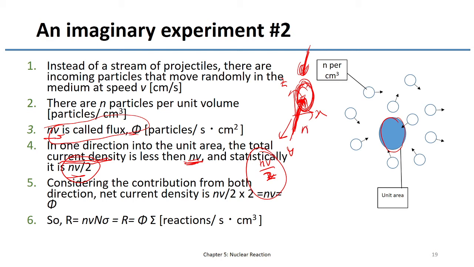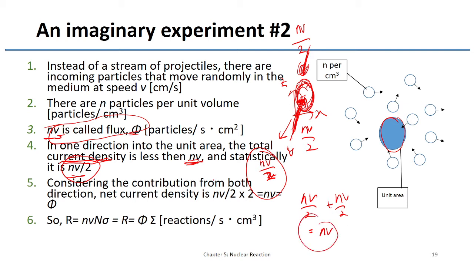This one is nv over 2, from the front, and from the back is also the same, nv over 2. So the total projectile that will enter the unit area that we consider here is nv over 2 plus nv over 2. So it is nv.